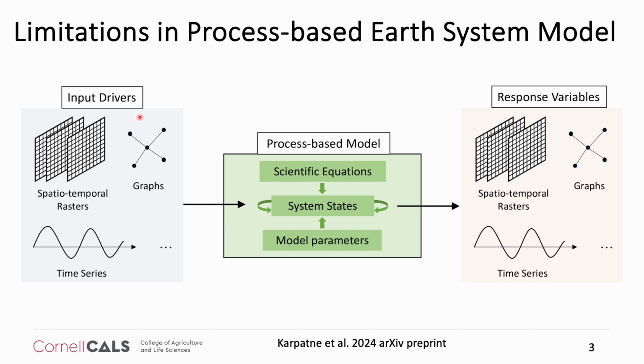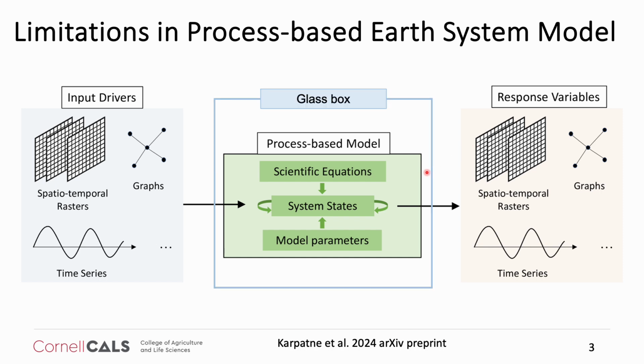This is a simplified workflow of a process-based model. So first of all, you have those input drivers that can be spatial temporal rasters, graphs, or temporal series data. You pull this data into the process-based model that is constructed by the scientific equations and different model parameters. And with the model, you can generate different response variables that you want in different formats. So basically here, the process-based model is a glass box. We can easily see the structure within it.